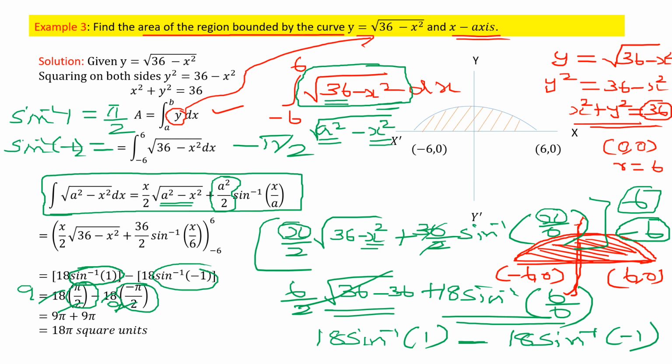And I have two minus signs here. This minus is going to be plus. So we are left with 9 pi plus 9 pi. So 9 pi plus 9 pi is going to be 18 pi square units.